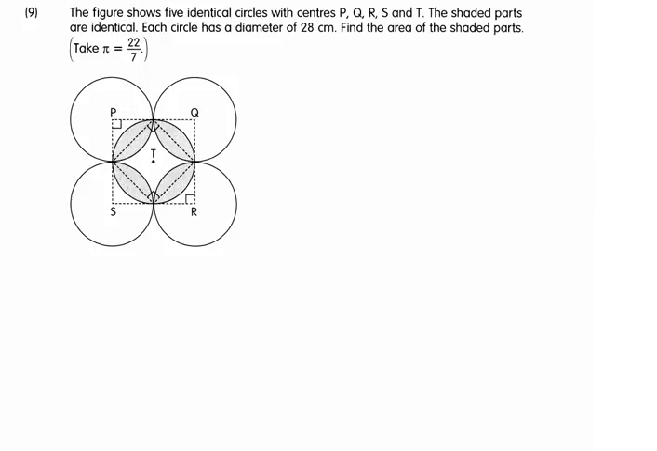Okay. Question 9. The figure shows 5 identical circles. Okay, in case you cannot see where the last identical circle is, this is the last identical circle, the 5th one, with centers P, Q, R, S, and T. The shaded parts are identical. Each circle has a diameter of 28 cm. Find the area of the shaded parts. Okay, not very hard to find the shaded part, right? Okay, let's look at one of them.